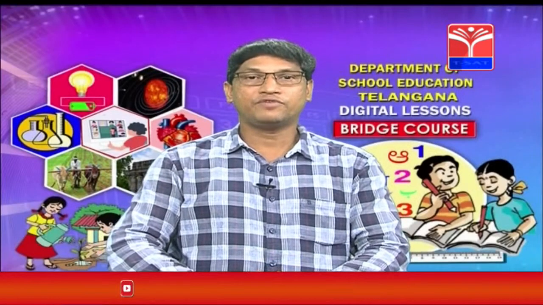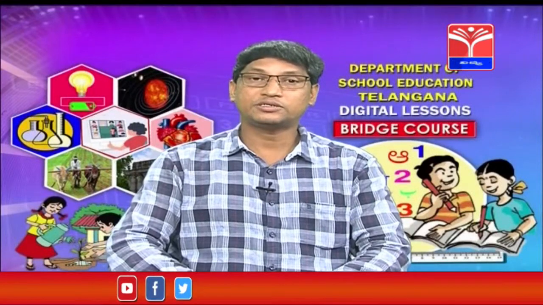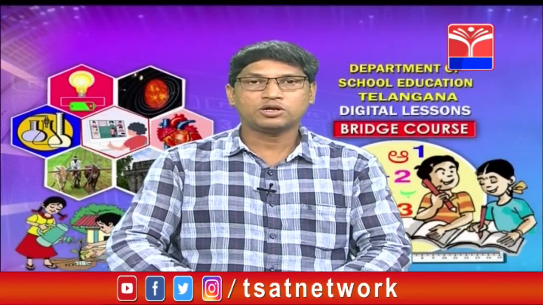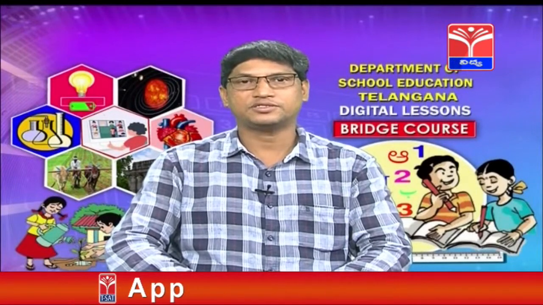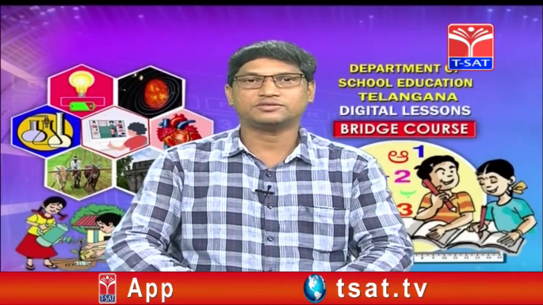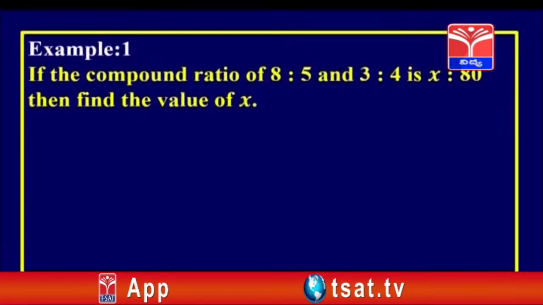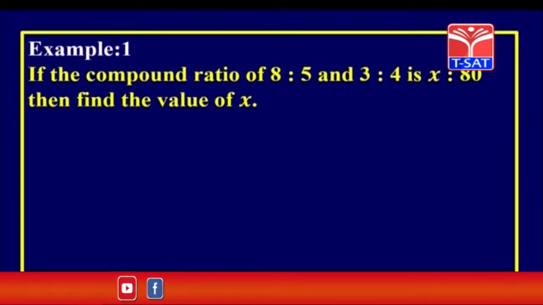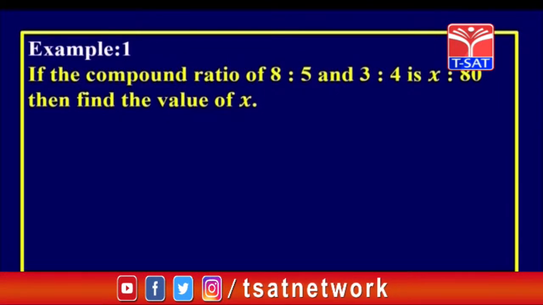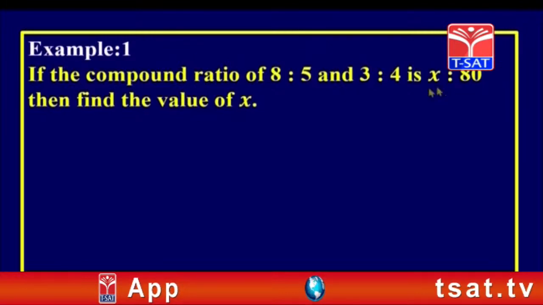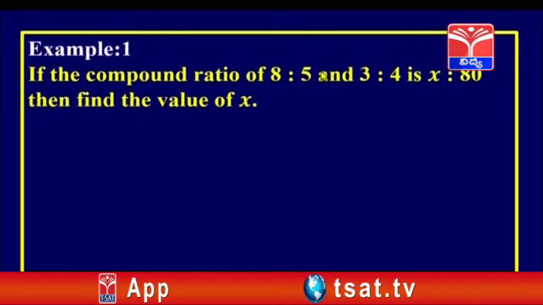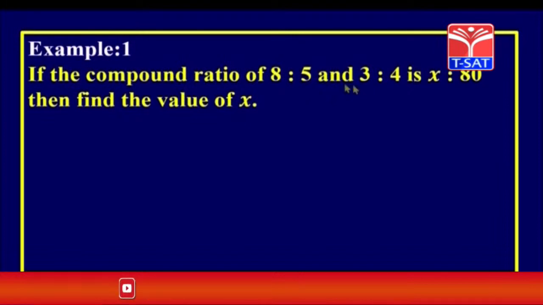So children, till now we have learnt about ratio, proportion, and also we have learnt about compound ratio. Now children, let us apply these concepts in solving few examples. Let us start with our first example, children. If the compound ratio of 8:5 and 3:4 is x is to 80, then find the value of x. So children, what is given to us? Now these are the two ratios. The compound ratio of these two is x is to 80. So first we need to find compound ratio of these two, and whatever we get, we need to equate that compound ratio with x is to 80 and find the value of x.